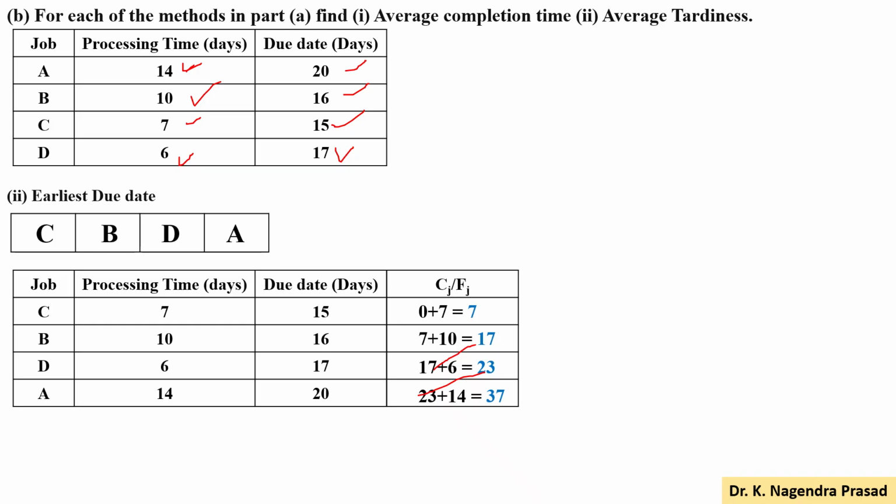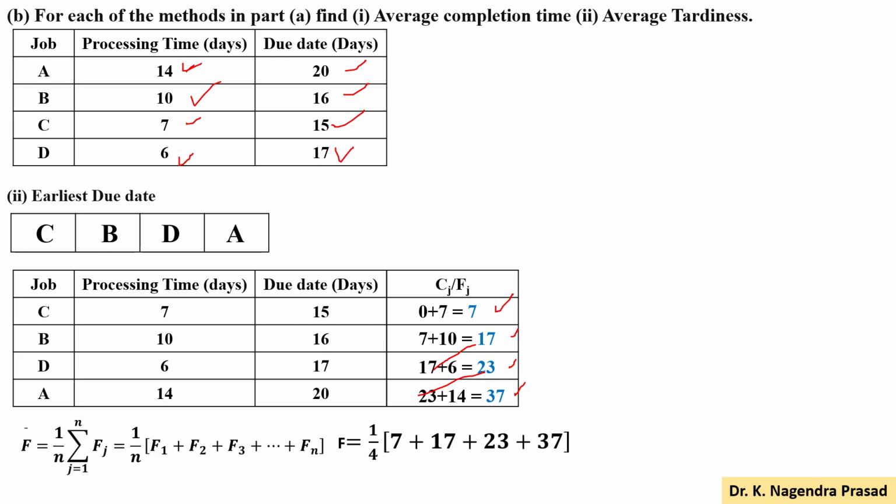So these are all the completion times. Next we have to determine the average completion time. Average completion time will become 1 by 4 into 7 plus 17 plus 23 plus 37, which is equal to 84 divided by 4, equal to 21 days.